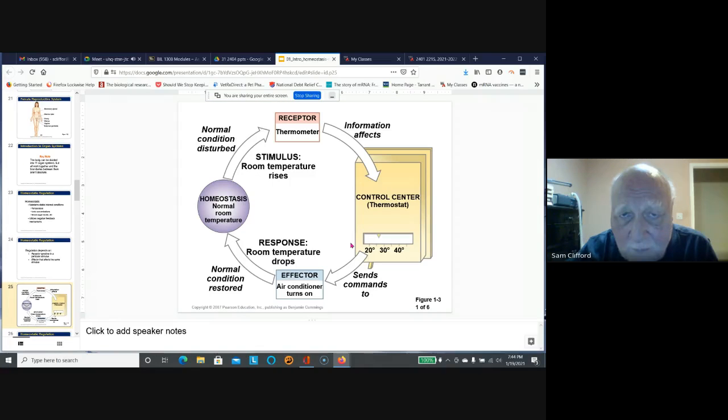Okay, so a receptor is the thermometer. The control center is the brain. In this case, if it gets hot in a room, in order to keep the temperature, say at 74 or 28, the air conditioning goes on. That's the effector in the response.